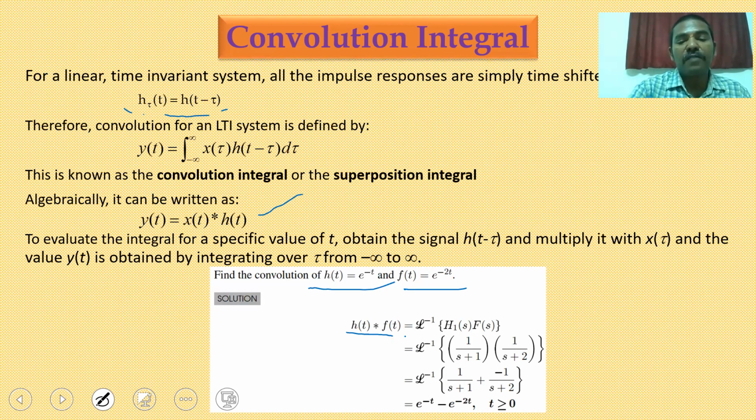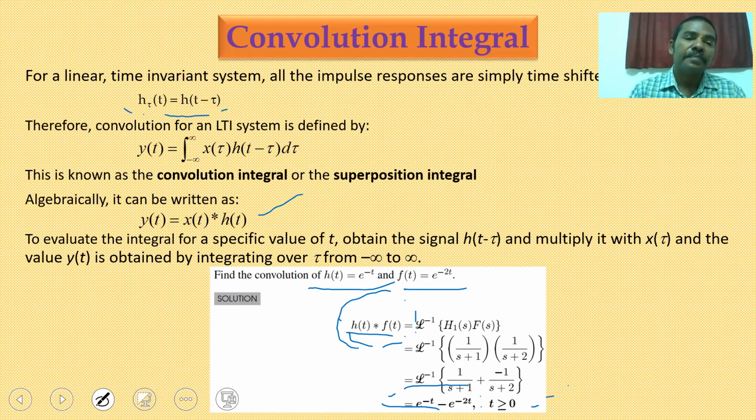So Laplace inverse of 1 by s plus 1 into 1 by s plus 2. Taking the LCM and residues, it is 1 by s plus 1 minus 1 by s plus 2. So finally you can get e power minus t minus e power minus 2t. So here this is an exponential function with a subtractive element, but the input is multiplication of the two values. So that is the advantage of convolution integral.